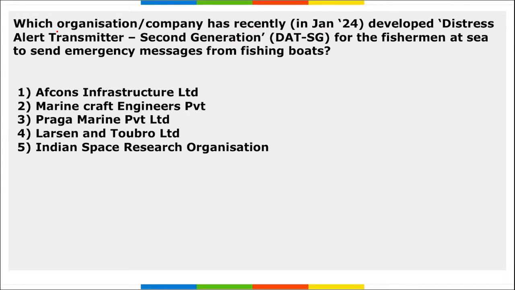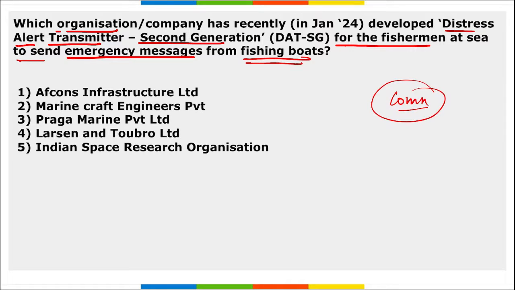Next is, which organization or company has recently developed the Distress Alert Transmitter second generation for the fishermen at sea to send emergency messages from fishing boats? So this is a communication device, right? And it is to send emergency messages from sea, correct? These will be the emergency messages that will be sent from sea to shore in order to get help, right? And this is the Distress Alert Transmitter second generation.